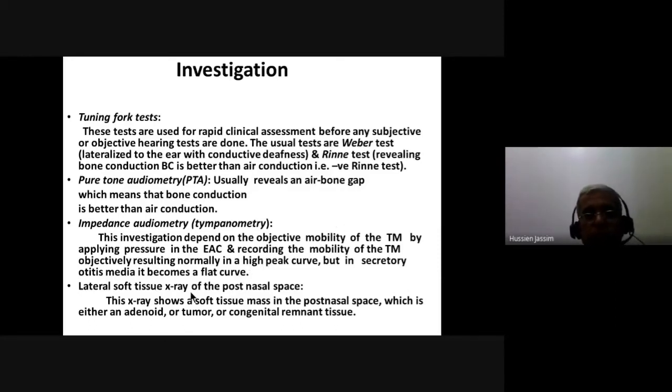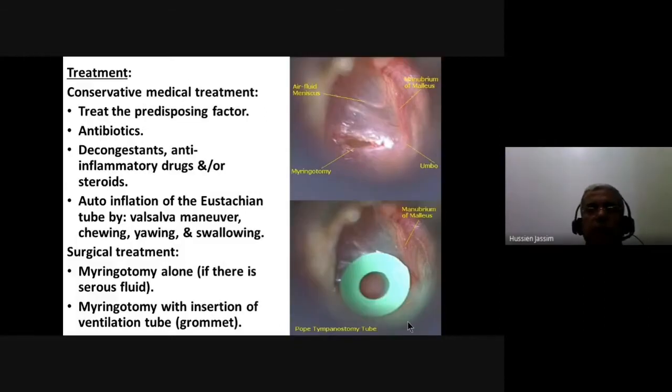The lateral soft tissue: in any case we have to examine the nasopharynx and the Eustachian tube opening, and see if there is a mass, especially adenoid in the postnasal space. Also we may do endoscopy and look at the area of the nasopharynx.